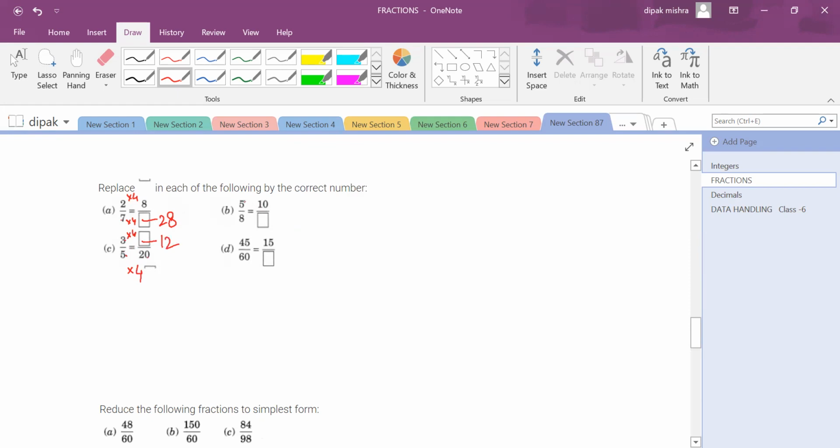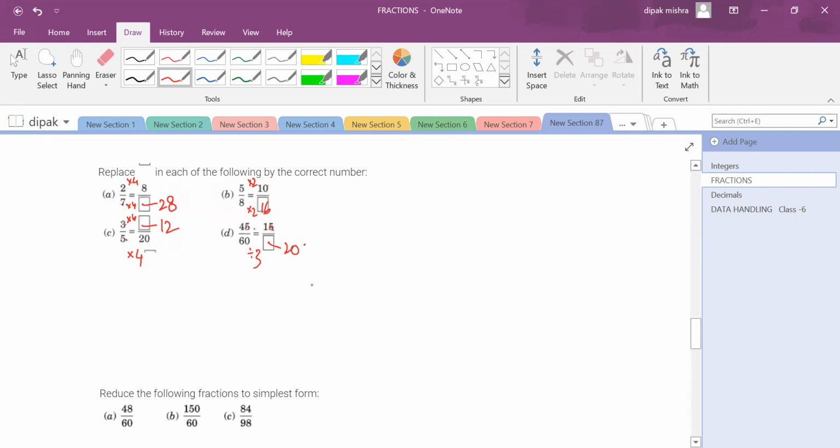Next question here. 5 has become 10. 5 times 2 is 10. So 8 times 2 is 16. So it will be 16. Now here from 45 it has become 15. So it is not multiplication, it has become smaller. So it has got divided by 3. So 45 divided by 3 is 15. So 60 divided by 3 will be 20. So remember, whatever you do to the numerator, the same thing you do to the denominator, in terms of multiplication and division, the value of the fraction does not change, right?